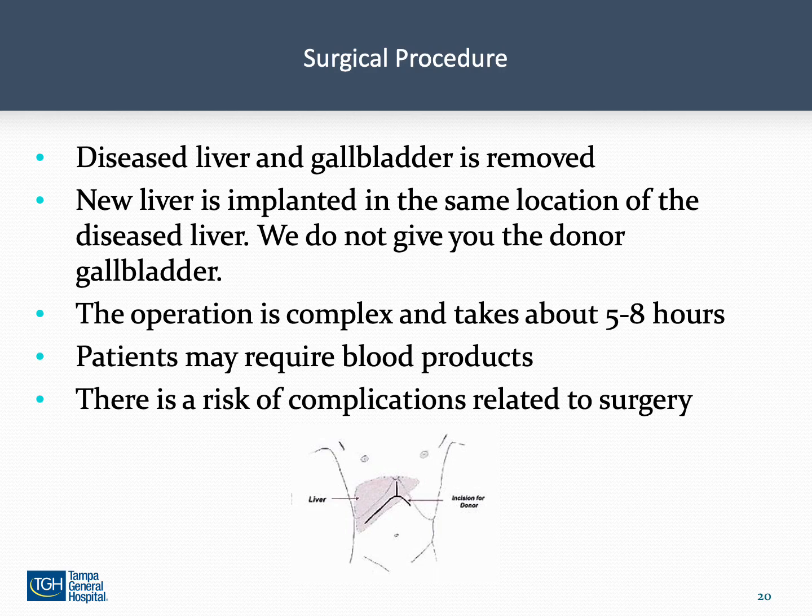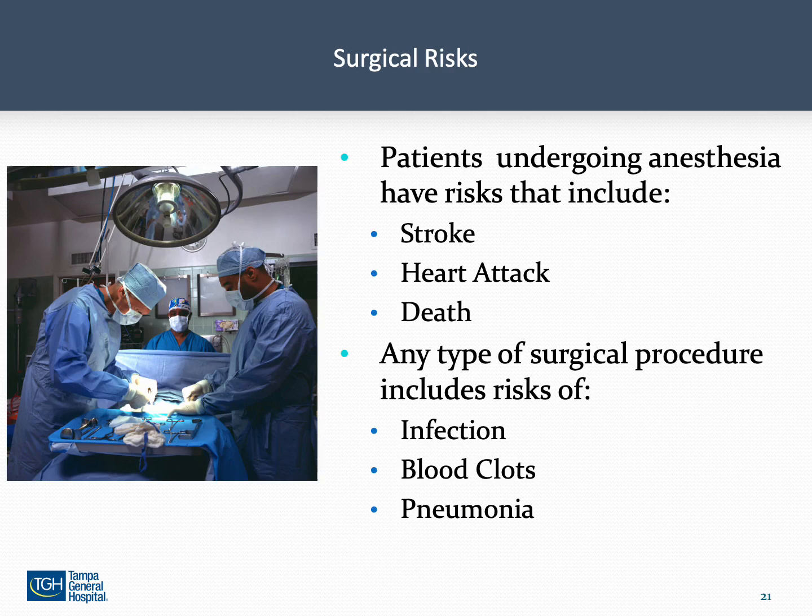Surgical procedure. Diseased liver and gallbladder is removed. New liver is implanted in the same location of the diseased liver. The operation is complex and takes about 5 to 8 hours. Patients may require blood products. There is a risk of complications related to surgery.